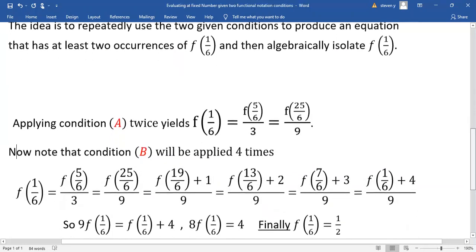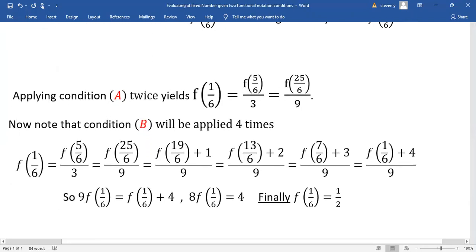So that's the very next step here. And y'all can see what I did right here. I multiplied 9 times this to produce this term, and that's equal to this. Then when you subtract 1 of something from 9 of something, you get 8 of the something, right? Divide by 8 and you get f at 1/6 is equal to 1/2.